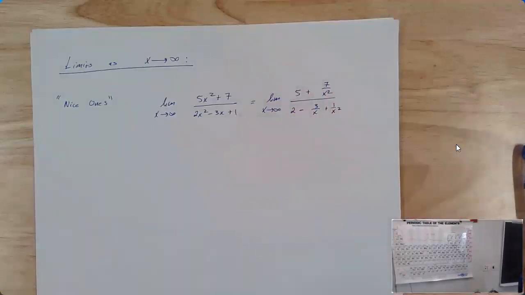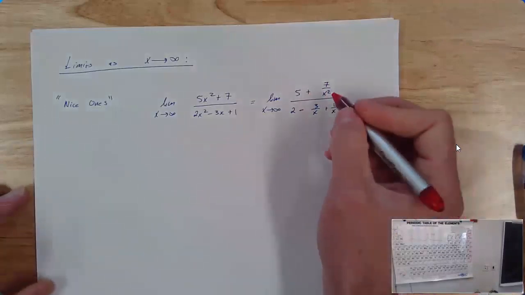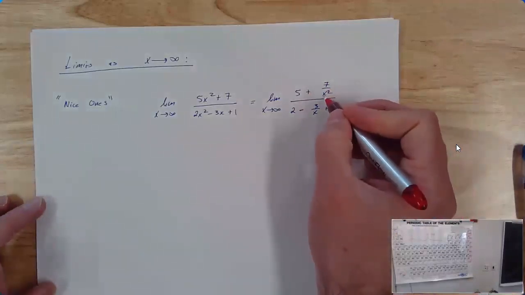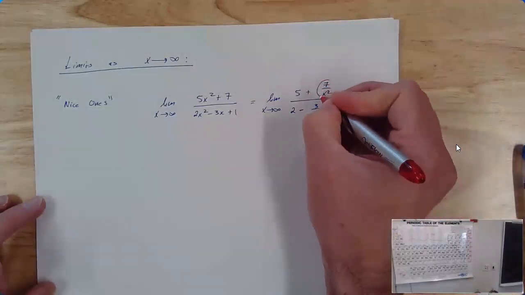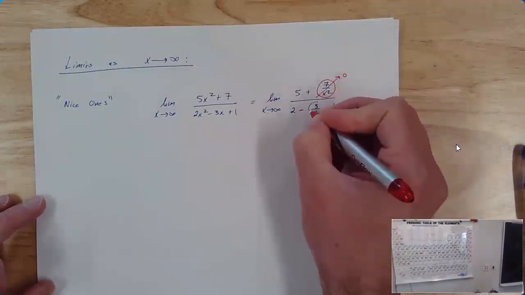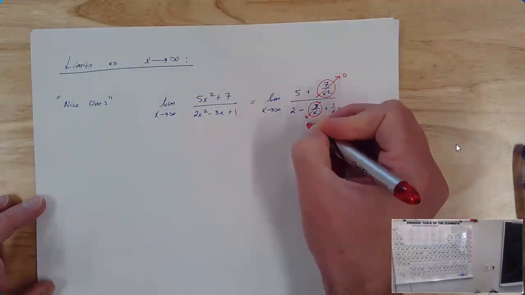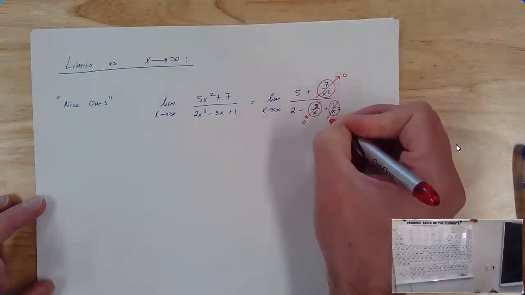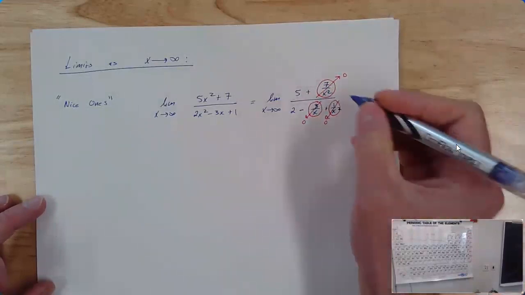And then we use the idea that all these things that are being divided by something like x to a power are going to get smaller and smaller and smaller as the x values in the denominator get larger and larger and larger. So this limit ends up being 5 halves.